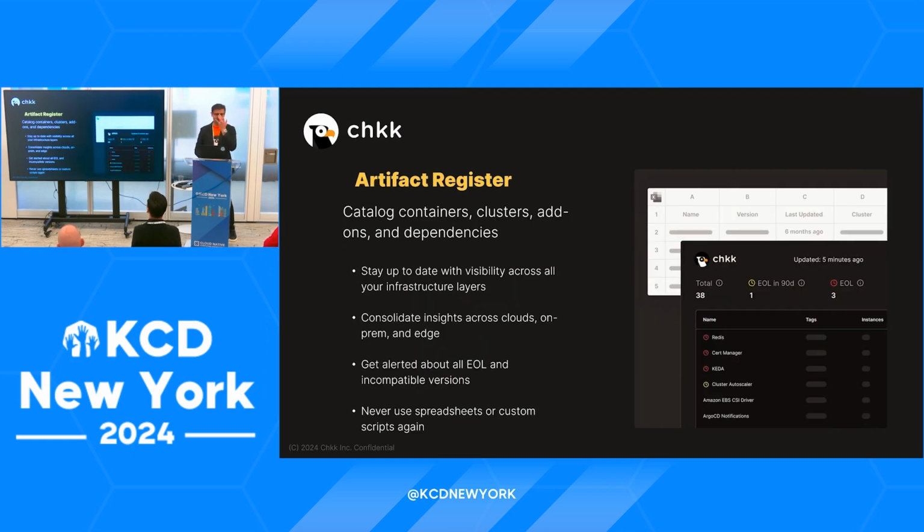The second module is Artifact Register, where we catalog all the containers, all the clusters, add-ons. So right now, you have some sort of a spreadsheet or a wiki page or a conference page where you have all the add-ons you're running, what versions you're running, and then someone has to go and manually maintain its end of life. Is it incompatible? Since we are connected to your systems already, we'll tell you what is end of life, what is incompatible across your entire fleet. Could be across cloud environments, across regions, across multiple accounts, all in one place. So you never have to use spreadsheets again.